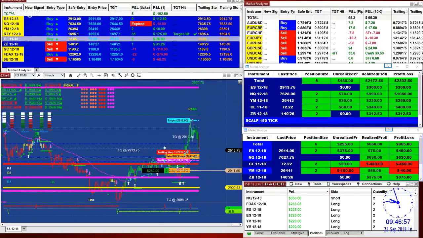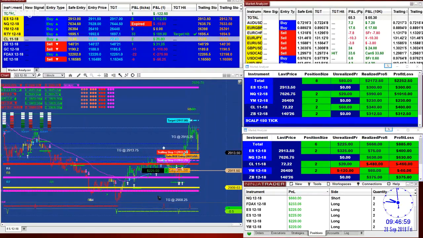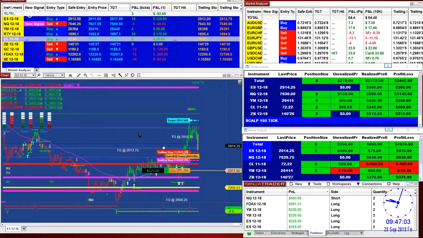So we have an entry signal. We can take the entry signal, or on the pullback, we can re-enter the market. The automated trade only takes the entry signal and the target, and then you exit. As an example, this ES got into the trade, hit the target, and then closed the position.